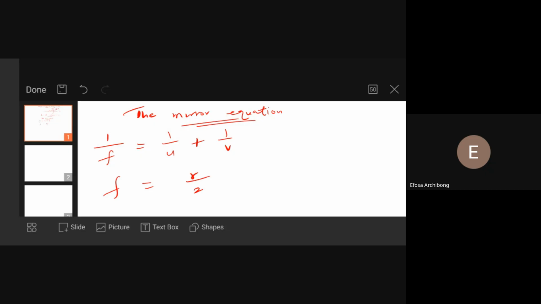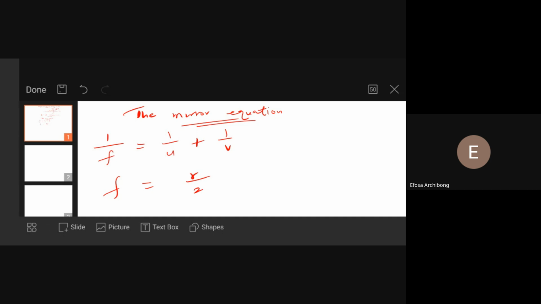Now, the first thing to note is that virtual images are at a negative distance from the mirror. So anytime the image formed is virtual, anytime it's not a real image, just know that the image distance must be negative. It means that if it's a convex mirror, the image formed will always have a negative distance, because a convex mirror can never produce a real image. Don't forget that. It only produces virtual images. But a concave mirror can be positive or negative depending on the position of the object.